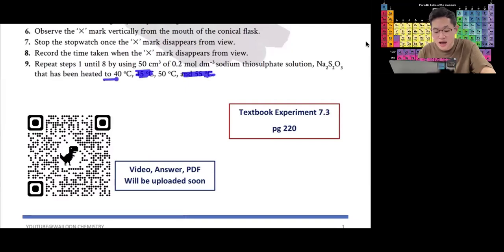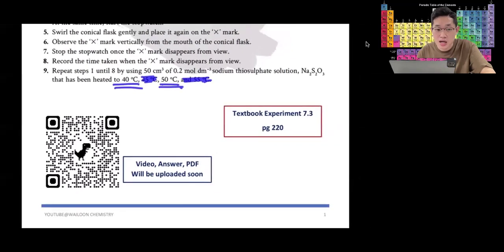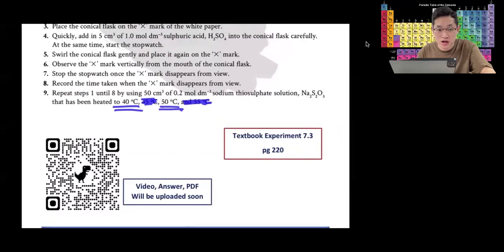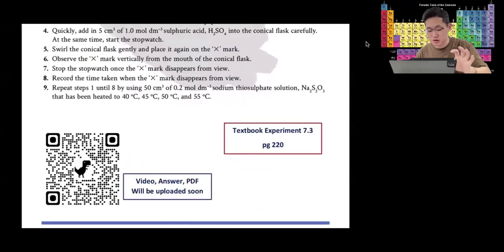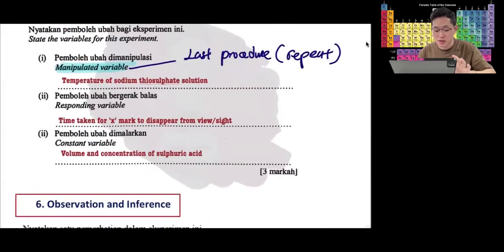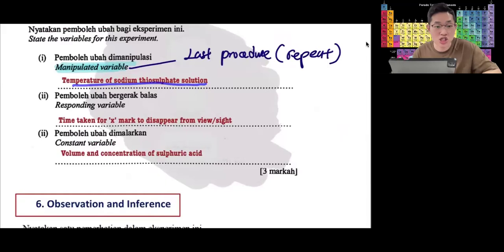But you can still see your MV here. They are using different temperature of sodium thiosulfate, or based on the question we already know. So I'm going to write my manipulated variable as temperature of sodium thiosulfate solution.